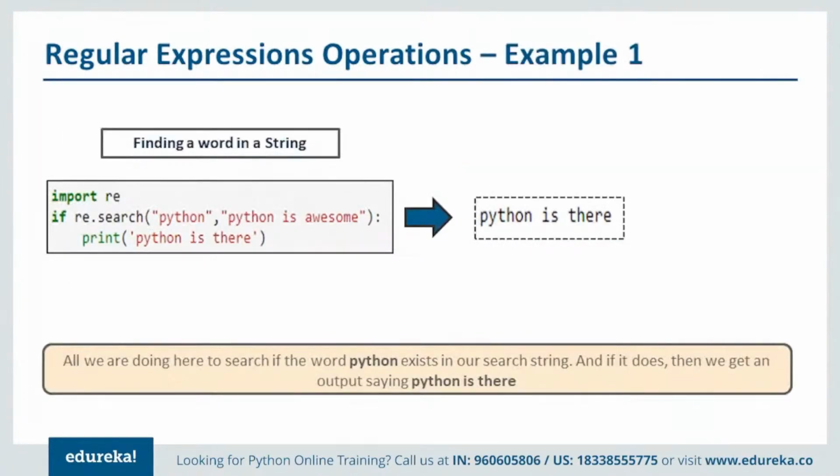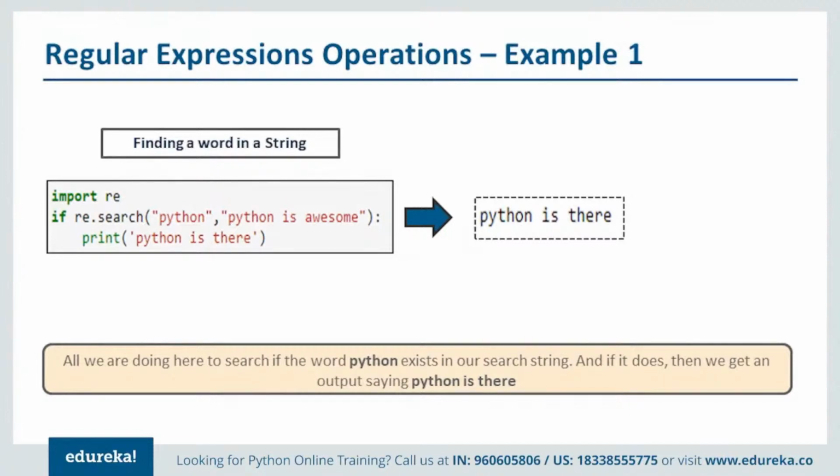Now let's talk about the first example. In this one we are just trying to find a particular word in a string. We want to search for the word Python in this string. I'm using a module called re. Here we use re.search to search for the word Python in the string "Python is awesome". Once that is done, I run a print statement saying Python is there. So I'm just trying to find out whether the word Python is present in a string or not.